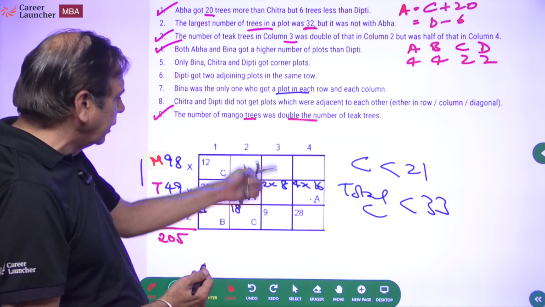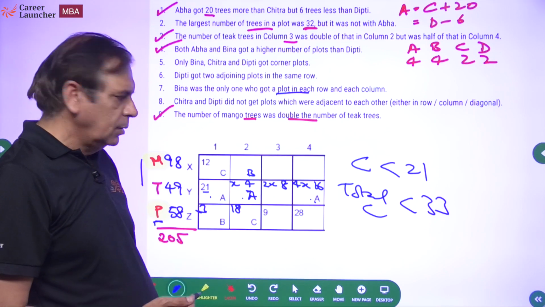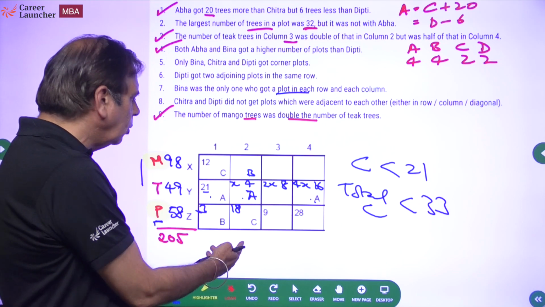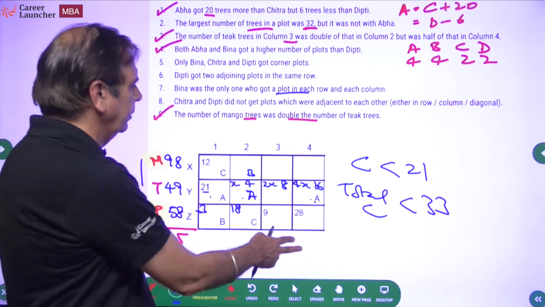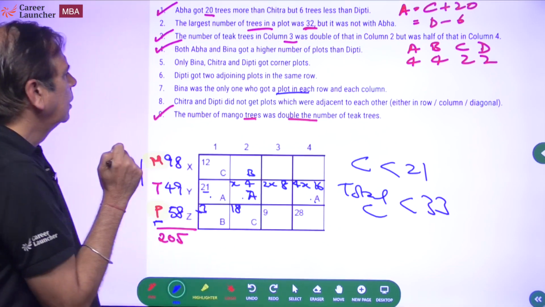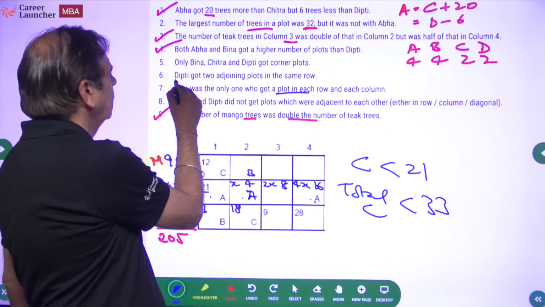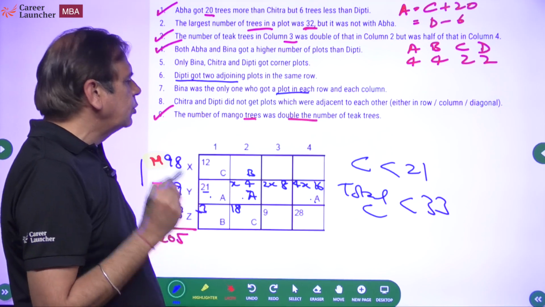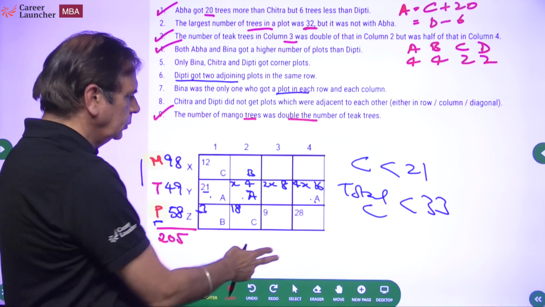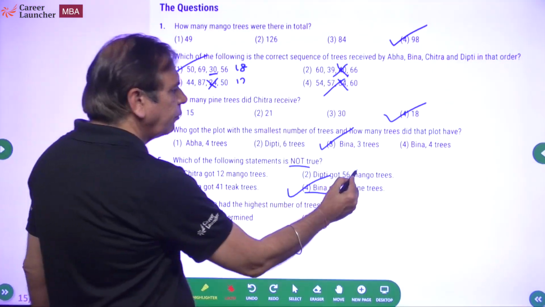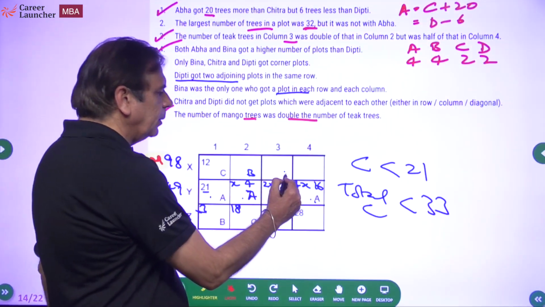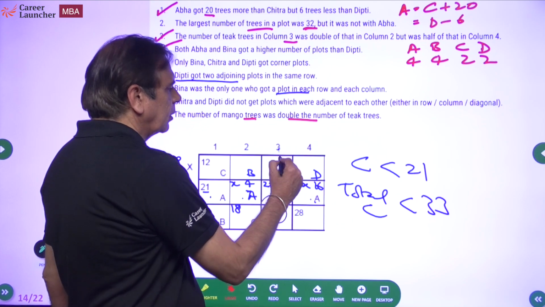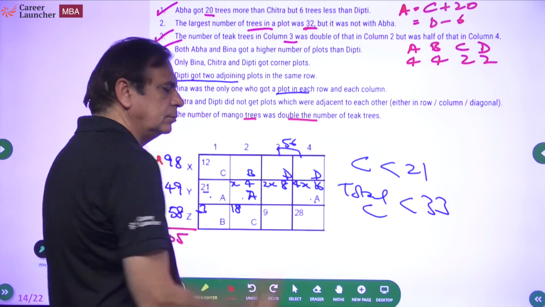Anything else? Okay, third column, where will Beena be? Let's see. Beena has got only 3 pine trees, so these 2 cannot be Beena. Now there was one more thing out here. Deepti got 2 adjoining plots in the same row, and she's got 56 mango trees. That means the only place Deepti can come are these 2, and the sum of these 2 will be 56.